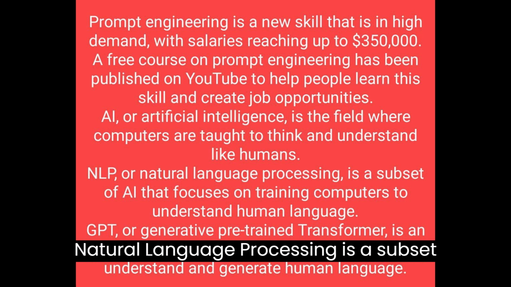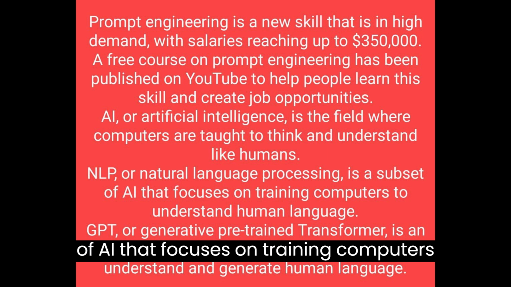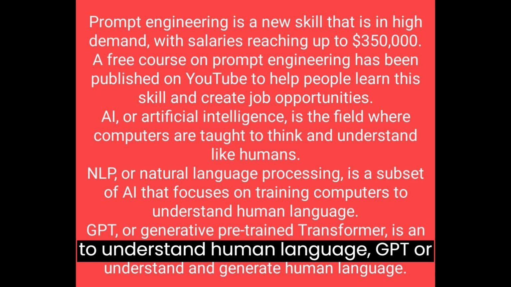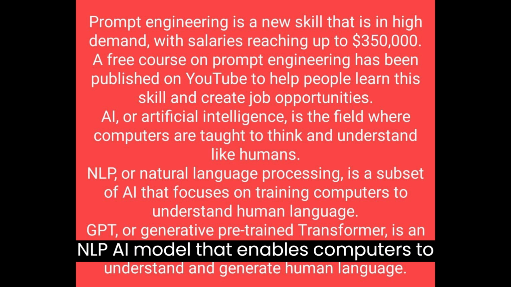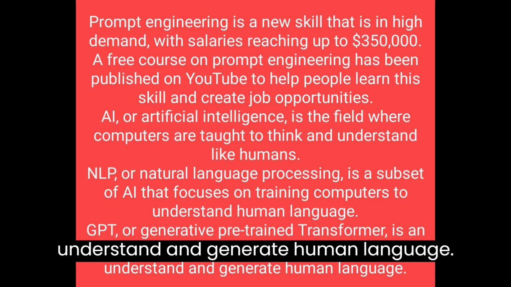AI, or artificial intelligence, is the field where computers are taught to think and understand like humans. NLP, or natural language processing, is a subset of AI that focuses on training computers to understand human language. GPT, or generative pre-trained transformer, is an NLP AI model that enables computers to understand and generate human language.